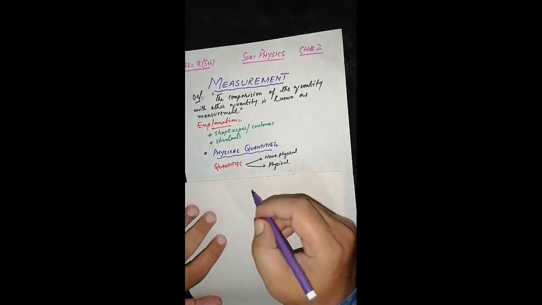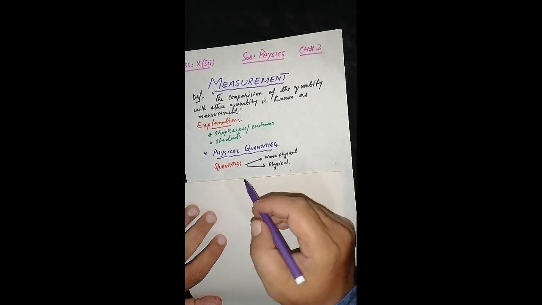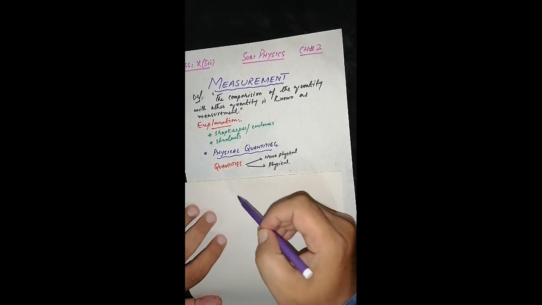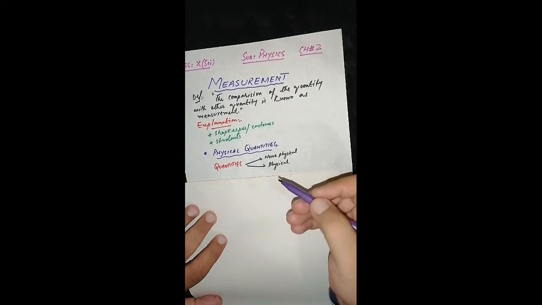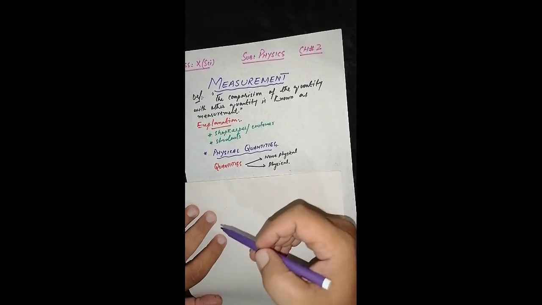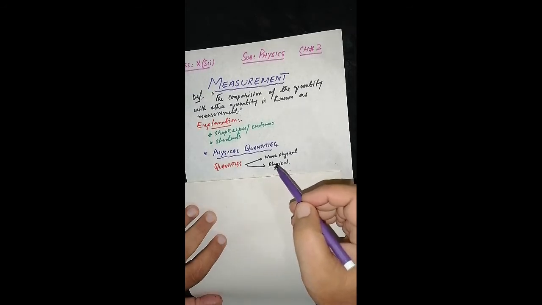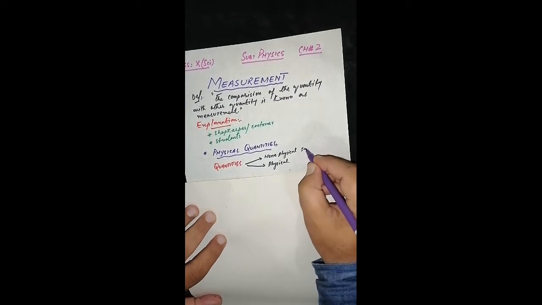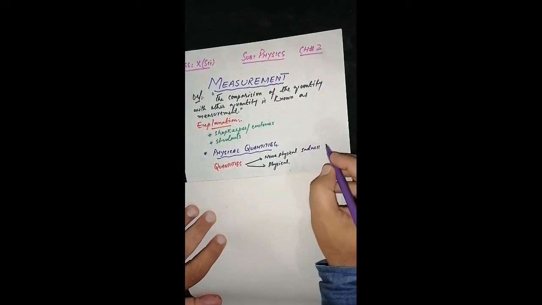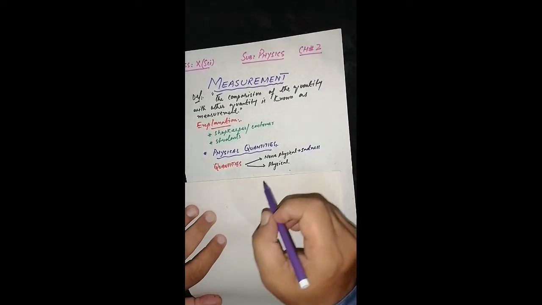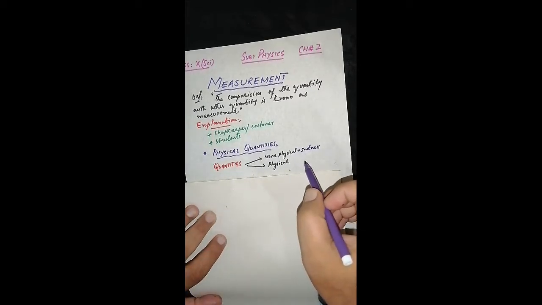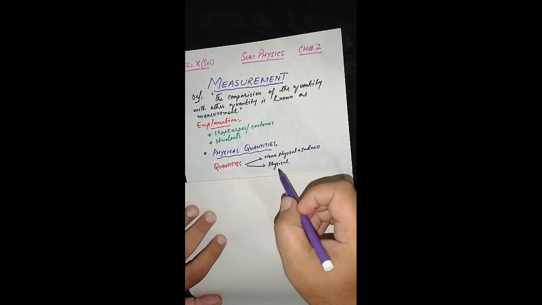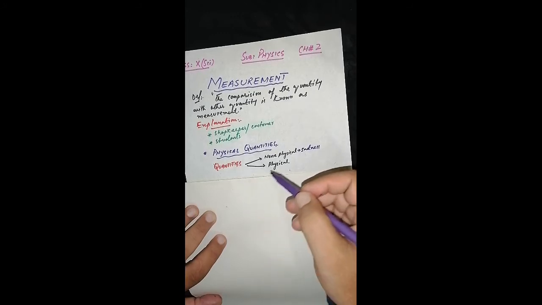For example, sadness, happiness, we can feel that quantity. We cannot measure it or touch it. Happiness and sadness. And the other type, the physical quantity. Physical quantities are those quantities which we can measure and we can touch. Those quantities are called physical quantities.